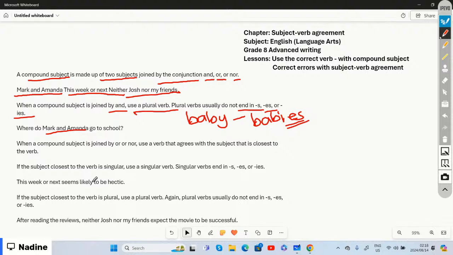So this is basically our chapter, subject verb agreement. And we see that we have a compound subject, and a compound subject is made up of two subjects that are joined by a conjunction.